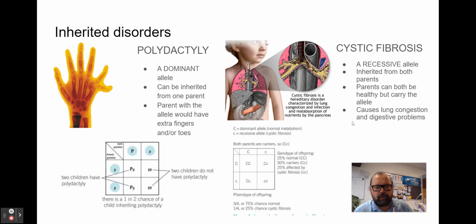It causes lung problems and digestive problems because of the effect that this mutated gene has on your metabolism. Okay, so always think you need to know the symptoms of these 2 diseases, but also apply the same logic to any example of an inherited disorder caused by a dominant gene and any example of an inherited disorder caused by a recessive allele, like cystic fibrosis.